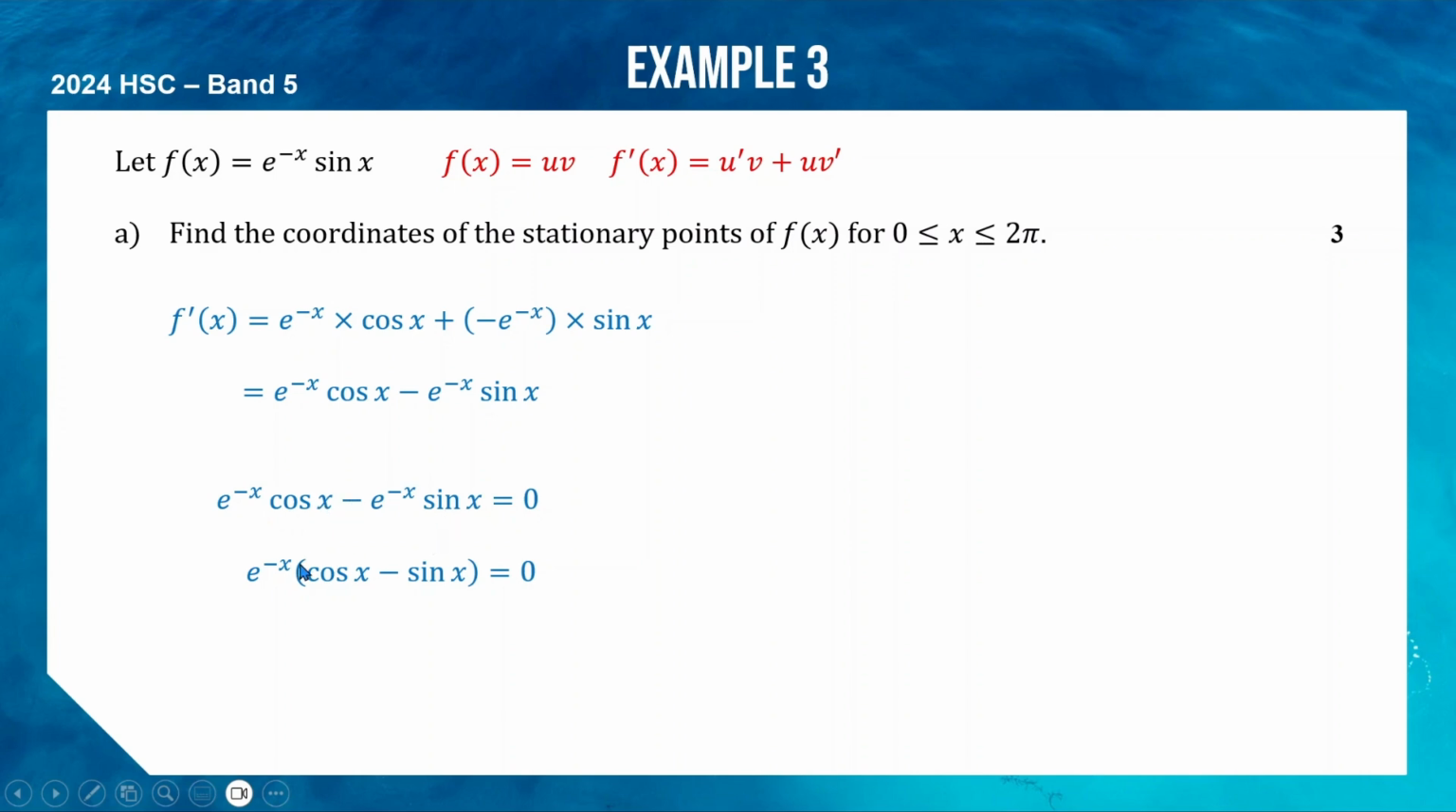Now, analyzing where this is equal to 0, it's really important to know what the graph of e to the x and the graph of e to the negative x looks like. Because if we're trying to see where e to the negative x is equal to 0, if you draw a little graph, what you're going to see is that e to the negative x is never 0, okay?